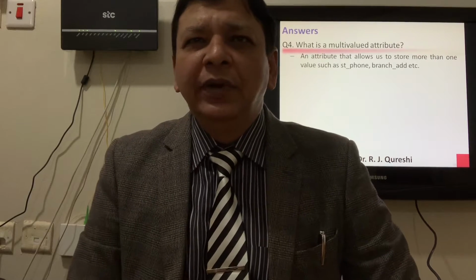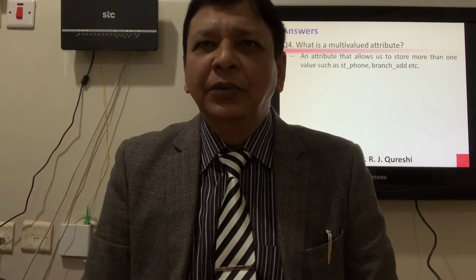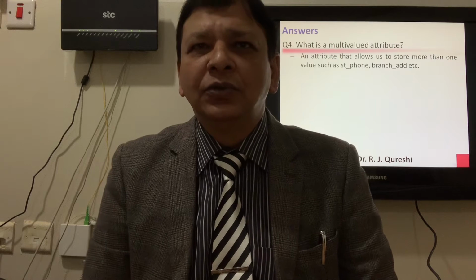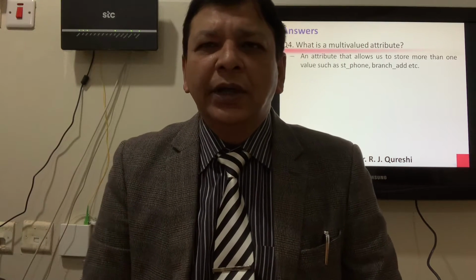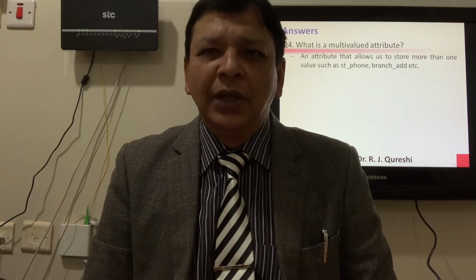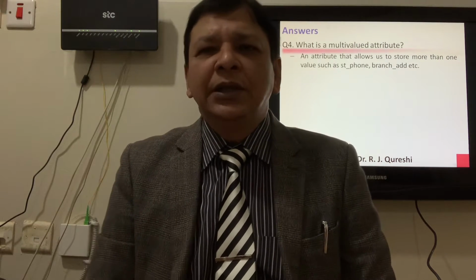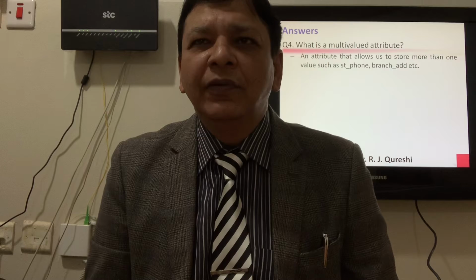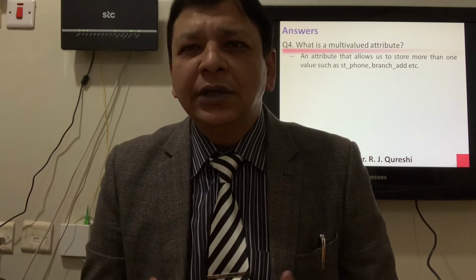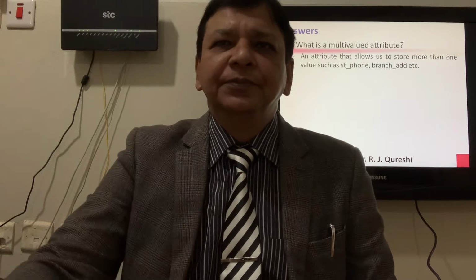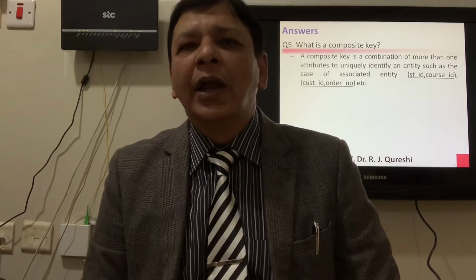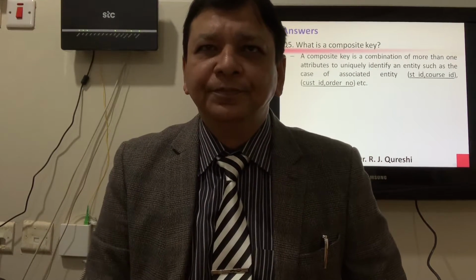What is a multi-valued attribute? An attribute that allows us to store more than one value, such as a student can have more than one phone, a bank can have more than one branch, so branch, address, etc. So that is a multi-valued attribute, and we show it by a double oval.